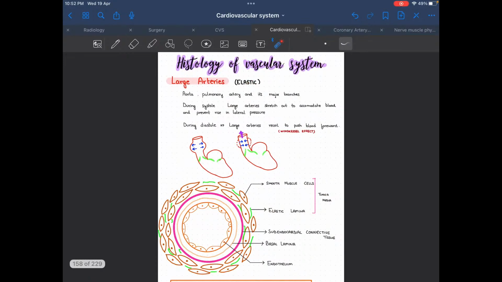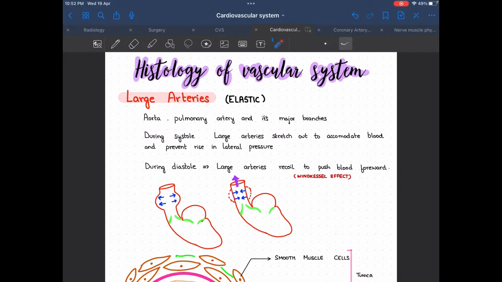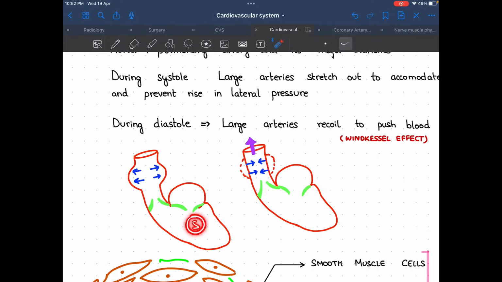So let's see the differences one by one. We have something known as large arteries. What are they? Aorta, pulmonary artery, and their major branches are known as large arteries. What is special about them? They're very elastic. Elastic means whenever systole occurs in the ventricle, what do I see? I'm going to see distension of the aorta.